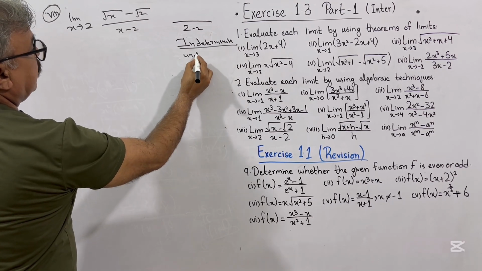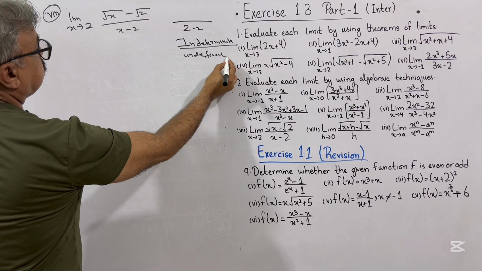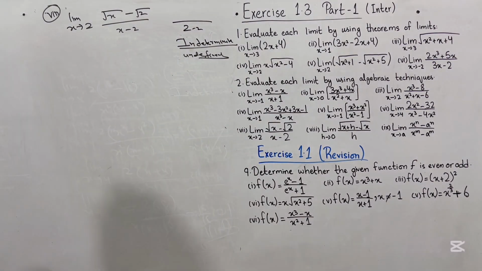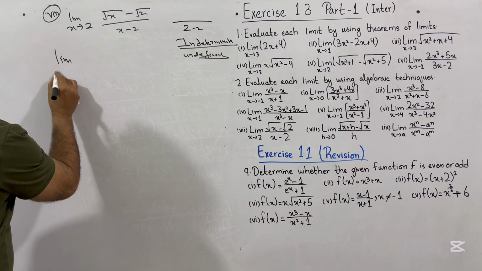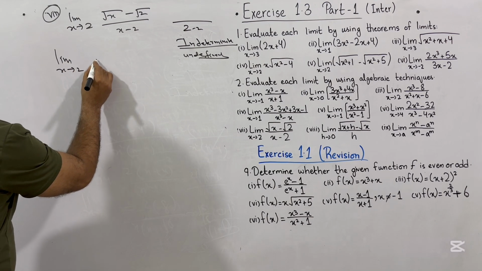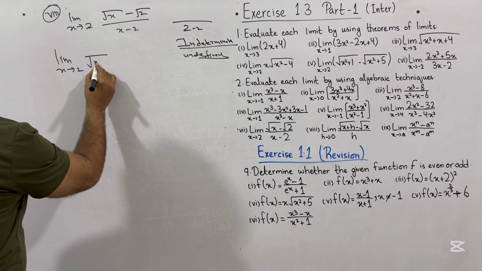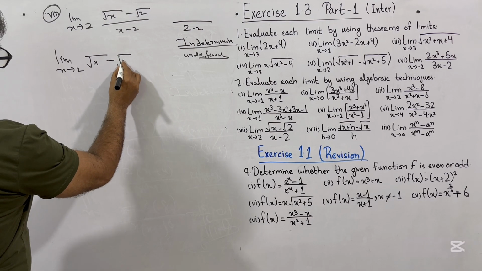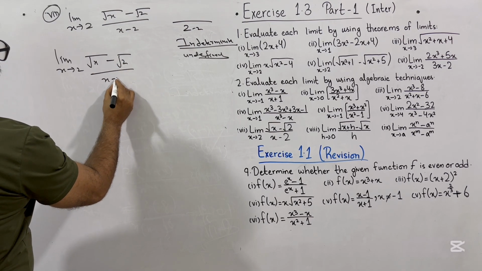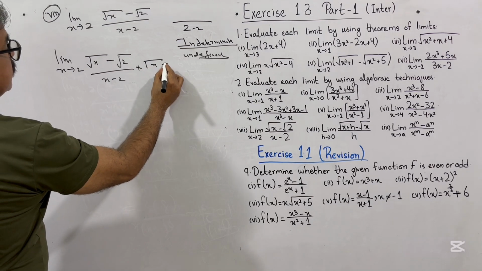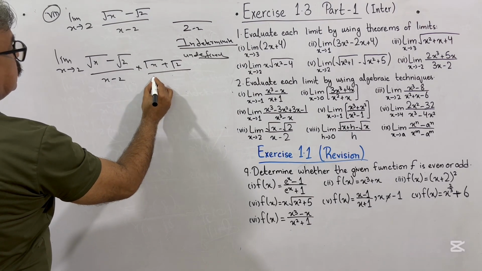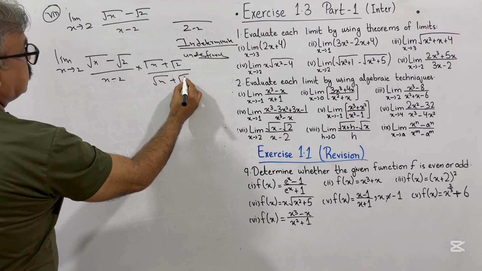Indeterminate form, undefined form. Okay, here first the traditional method. After looking at the square root, you jump to the conclusion: rationalize. Go ahead, rationalize. Change the middle symbol, multiply and divide by root x plus root 2 over root x plus root 2.